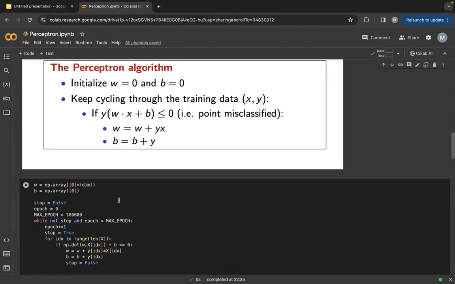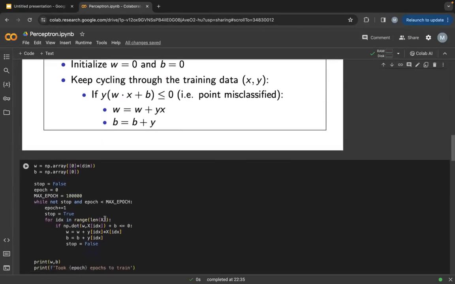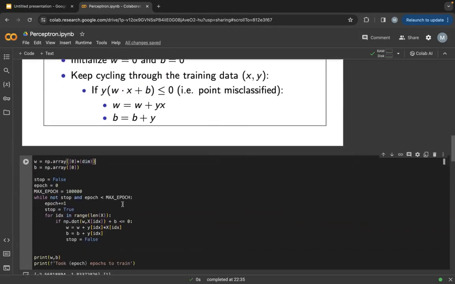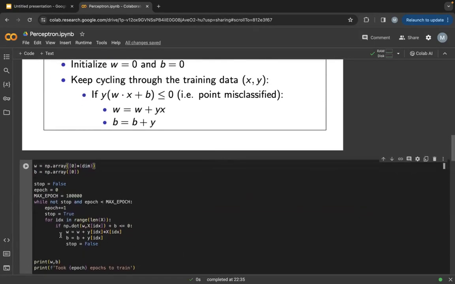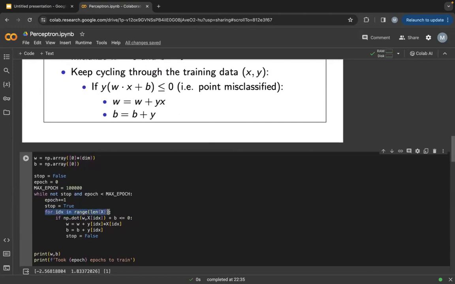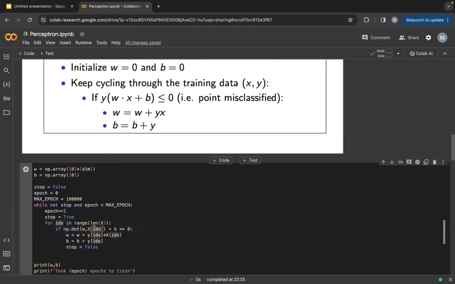All right, let's see the Python code for it. Again, pretty straightforward. We initialize w to 0, with the same dimension as our data, and the bias also to 0. Now we need to cycle through the training data. We go through the data, and if we are predicting wrong, if y times w·x plus b is less than or equal to 0, then we update the weights correspondingly.